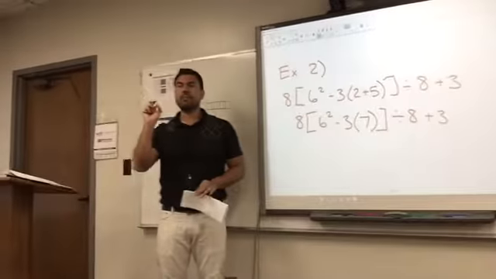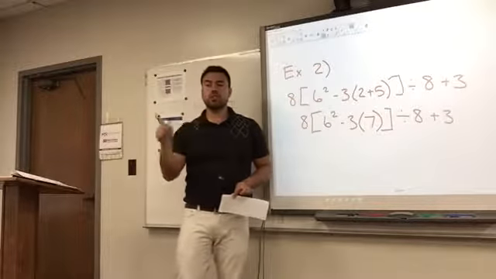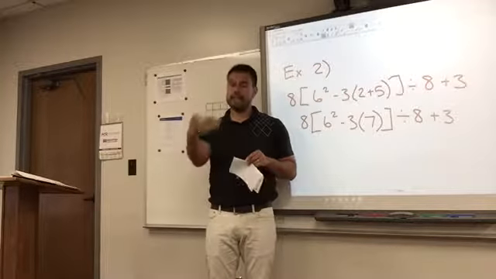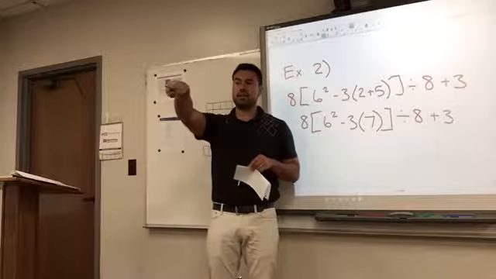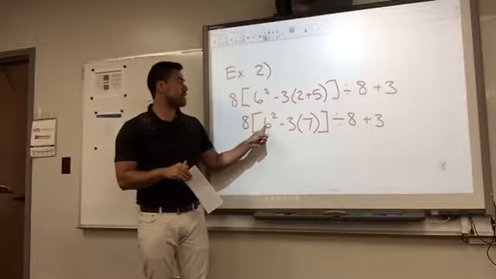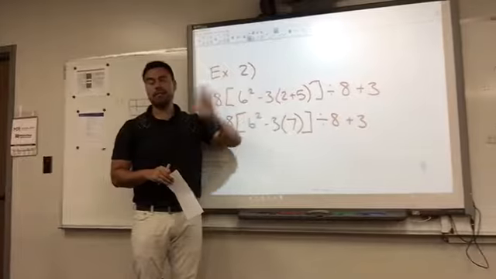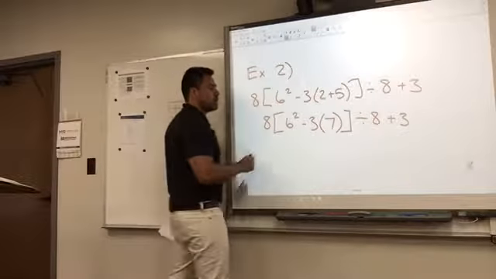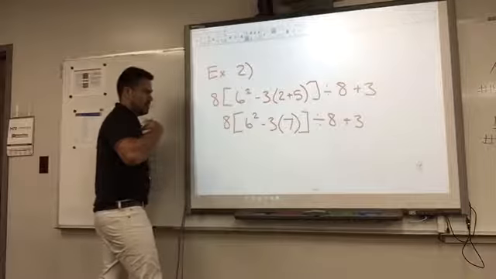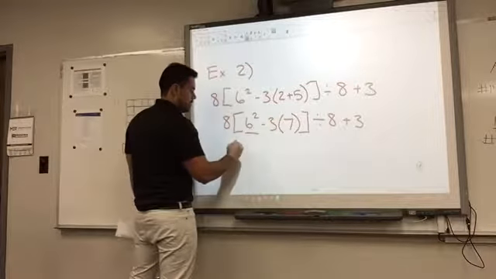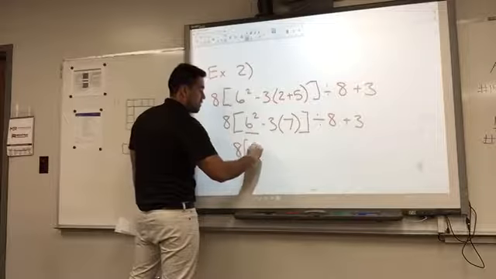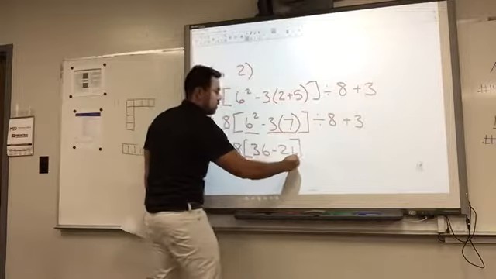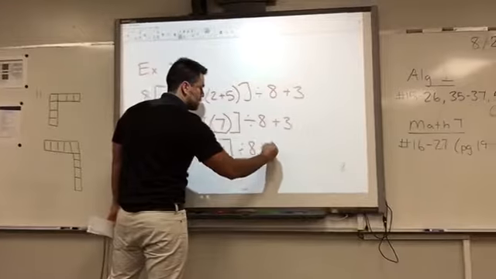But let me give you a little hint. Some of you are going to start noticing, hey, can't you do these two at the same time? Technically, yes. Okay? So if you would have done this and that at the same time, it would not have affected your answer negatively at all. Okay, but what do I do next? So I get rid of that, so I have 8. Then I have my 36 minus my 21 divided by 8 plus 3.